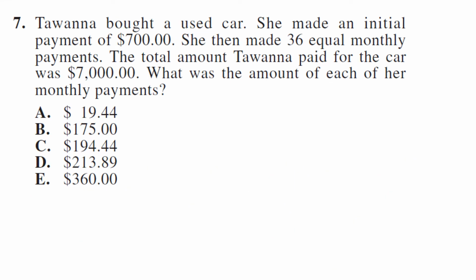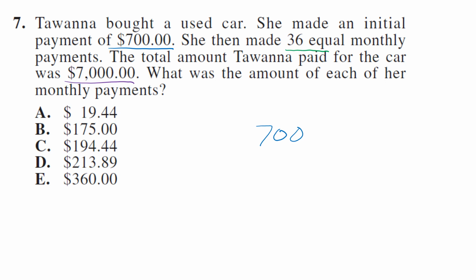So Juana bought a used car. She made an initial payment of $700. So she paid $700 initially, so it's her down payment. She then made 36 equal monthly payments. The total amount she paid for her car was $7,000. What was the amount of each of her monthly payments?